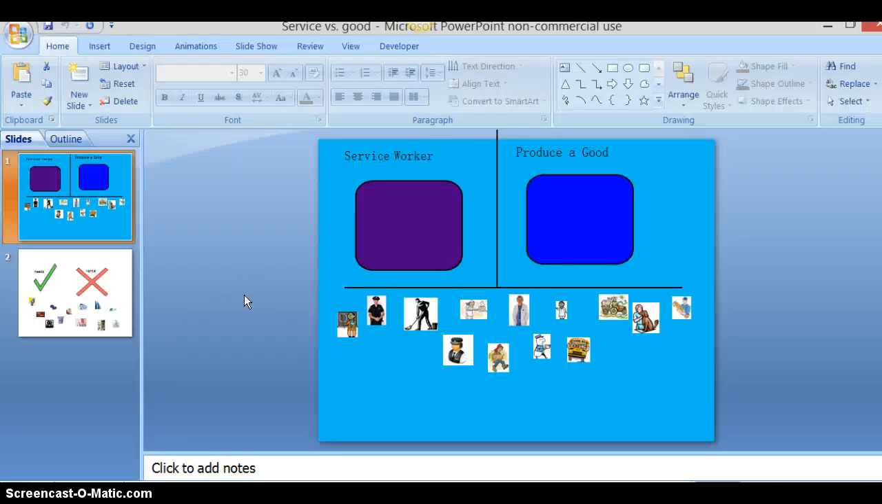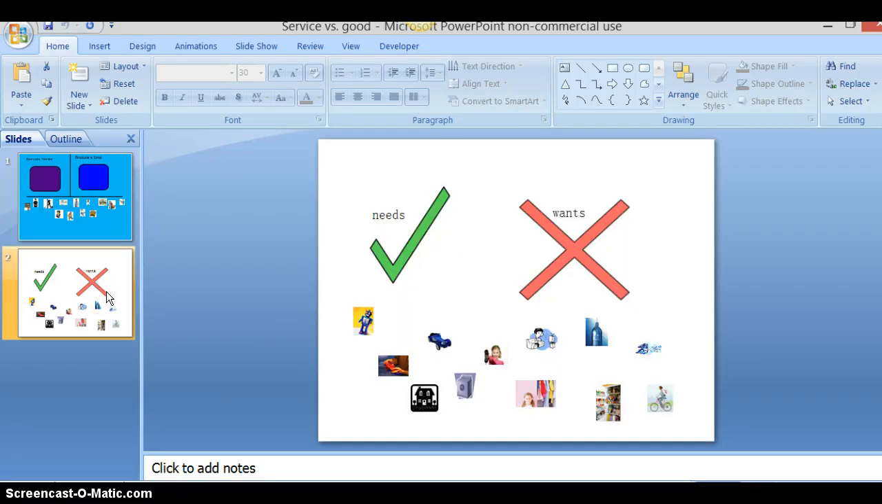In my classroom, I have a smartboard that allows me to create interactive lessons. I created one to help students learn the concept that some community helpers are service workers and some produce a good. So students sorted the community helpers into one category or the other. I created another smartboard lesson for wants and needs, another kindergarten standard that the students learned while participating in the community canned food project.